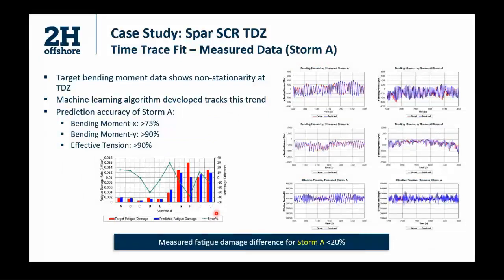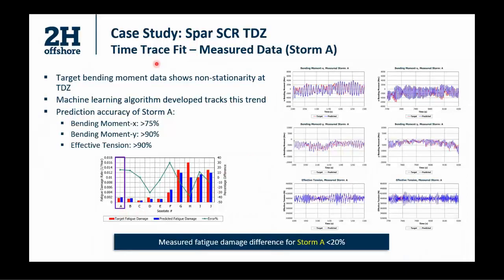We look at about 10 storms as an example out here. We have on this particular chart the fatigue damage rate of the target and the predicted, which is shown in bar charts, and then the line showing the level of inaccuracy. So one of the things that you notice also here is these time traces. The time traces on top represent the out of plane bending moment. The middle set of time traces represent the in plane bending moment, and the bottom time traces represent the effective tension.